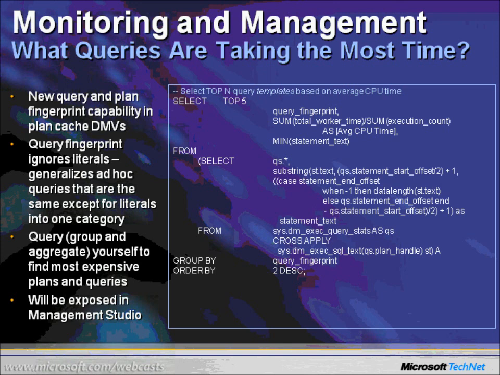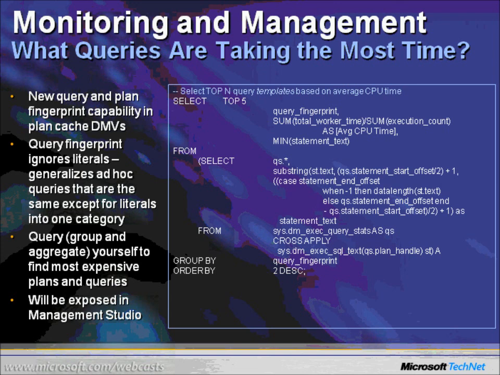So we have a new query and query plan fingerprint capability that's part of the plan cache dynamic management views. There's a dynamic management view called DM exec query stats. This has new columns now, which have these plan and query fingerprints as part of it. A query fingerprint is basically like a hash key that is almost guaranteed to be unique for a specific query.